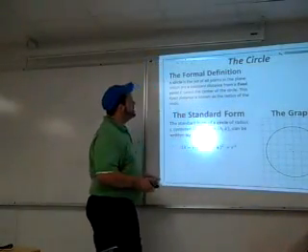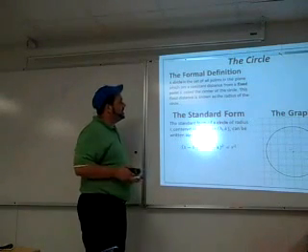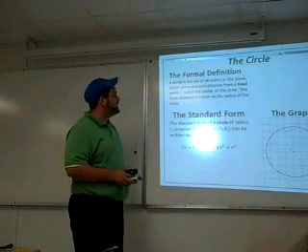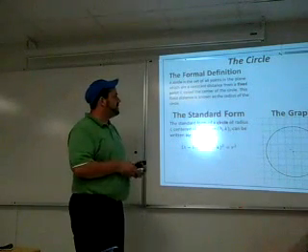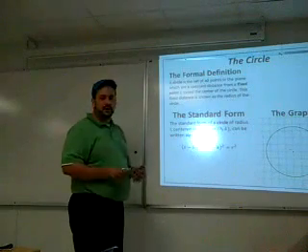So the first and the easiest of the conic sections is the circle. I'm going to read to you the formal definition. A circle is a set of all points in the plane which are a constant distance from a fixed point F called the center of the circle. This fixed distance is known as the radius of the circle.